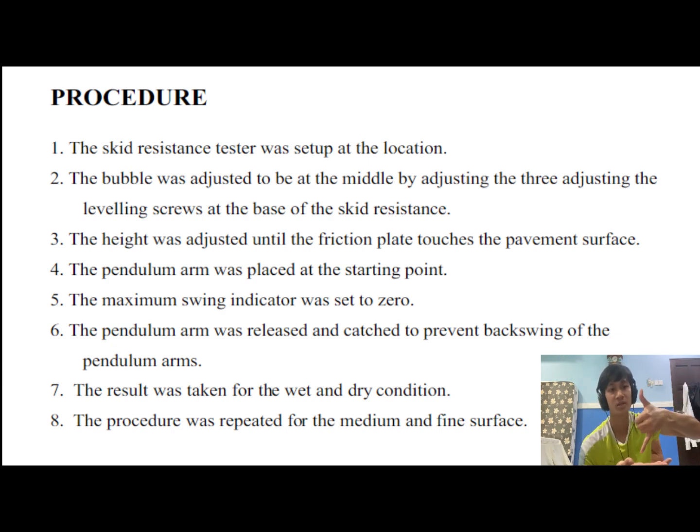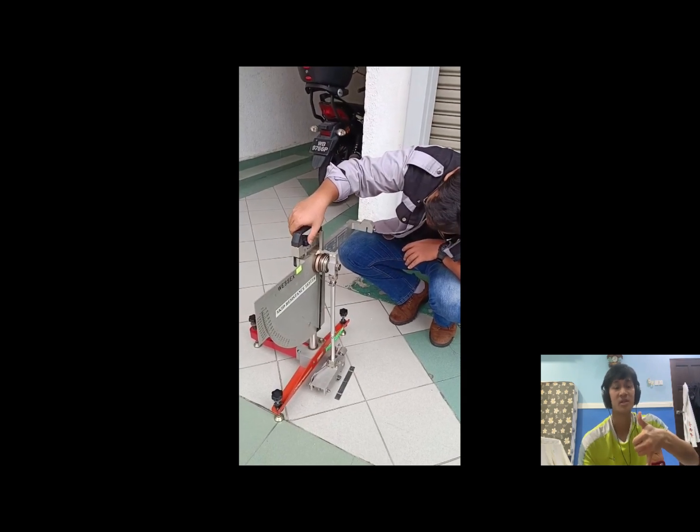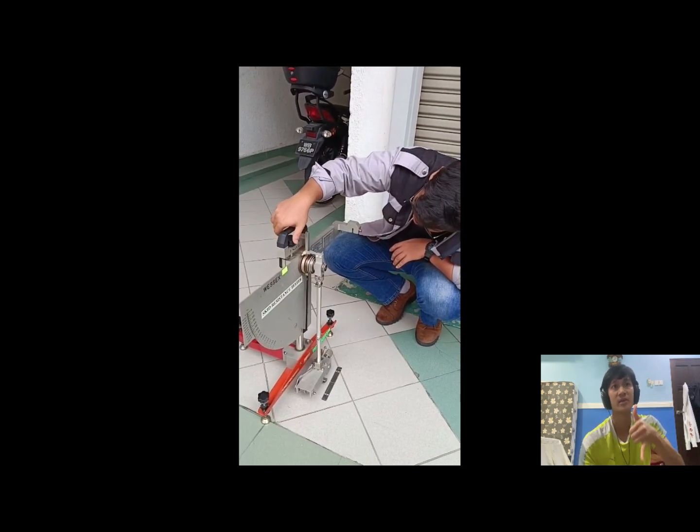Before taking a reading, we have to make sure that the pendulum touches the ground. However, to what extent does the pendulum touch the ground? Because it can slightly touch the ground and still provide a value, or it can fully touch the ground and still provide a skid resistance value. So by controlling that factor, we should measure the slide distance, which is between 120 mm to 137 mm.